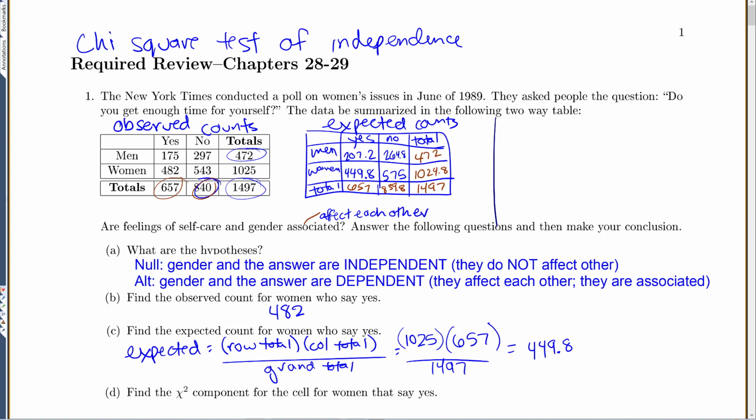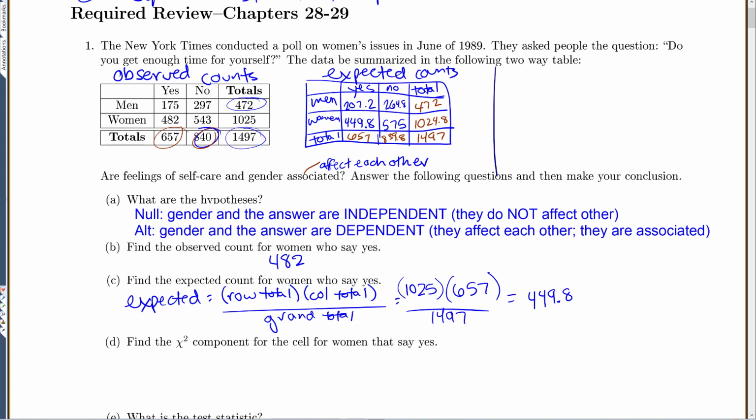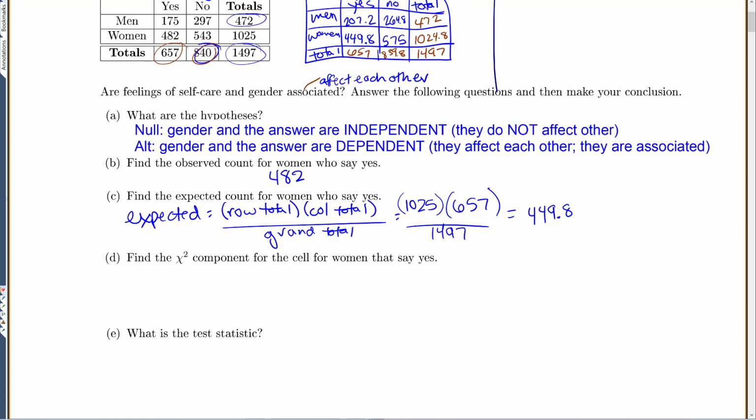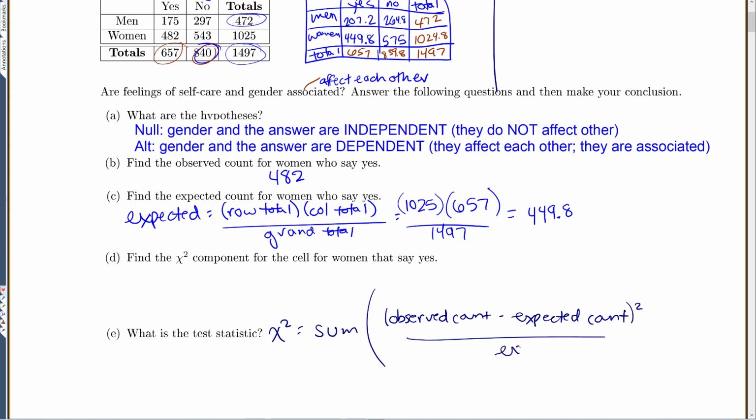When you find your chi-squared, so I'm going to skip down for a little bit, just write this down. So for part E, what is the test statistic? Chi-squared is always equal to our sum. We're going to have to do each observed count minus our expected count squared divided by our expected count. So that's how we find our test statistic.